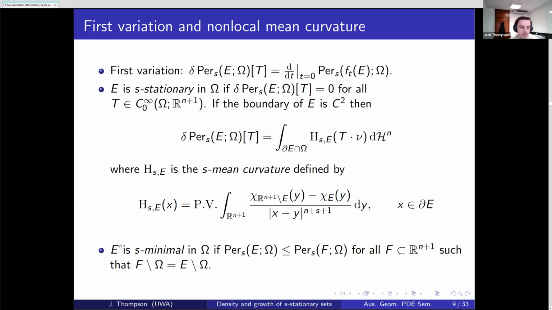We also call E S minimal in omega if the S perimeter of E in omega is less than or equal to the S perimeter of F in omega, where F and E agree outside of omega. They have the same boundary data. Of course, I didn't mention in the classical case, but we can also consider stable sets, which is when the second derivative here is non-negative. But this is not so important for what I'm going to discuss.